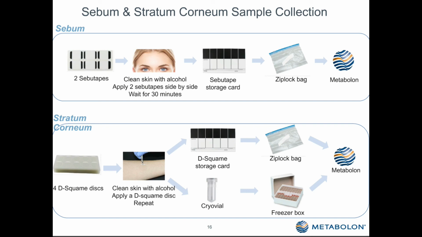In terms of sample amount, if you're just doing the lipid panel, we ask for 2 sebum tapes and 4 D-Squame discs. If you want to do both the lipidomic and metabolomic, we ask for double the amount of the sample. So basically 4 sebum tapes and 8 to 12 of the stratum corneum D-Squame discs.